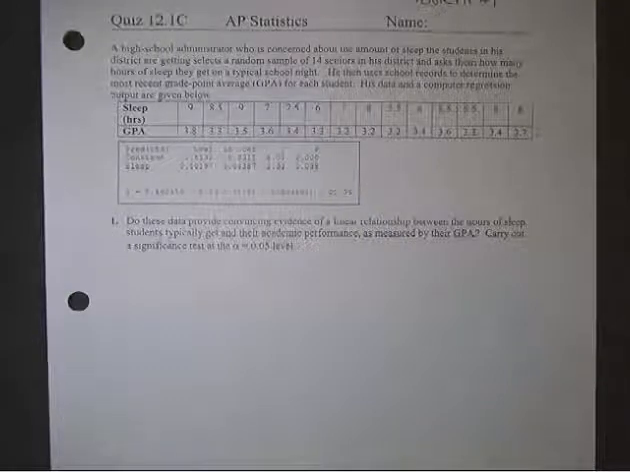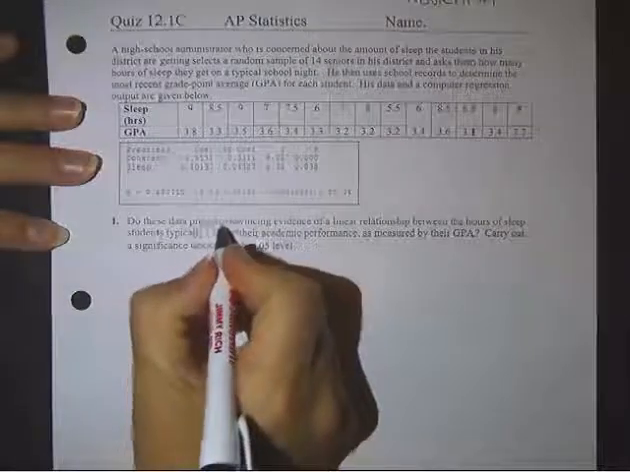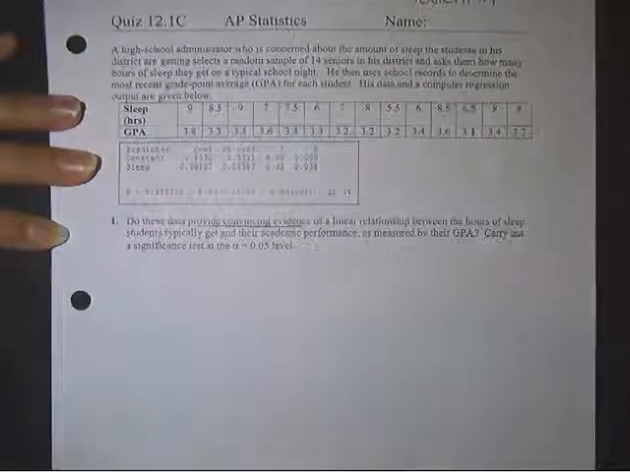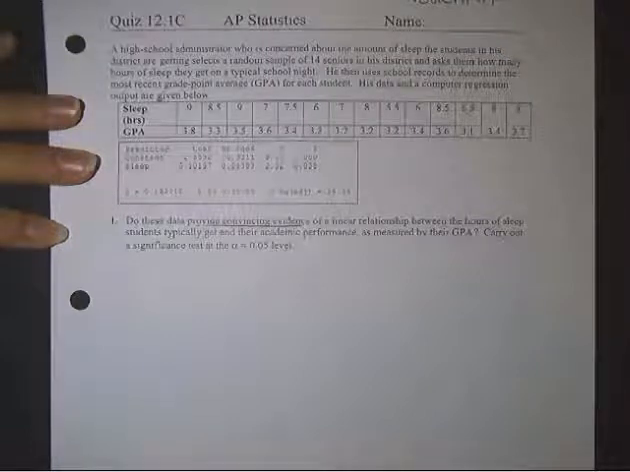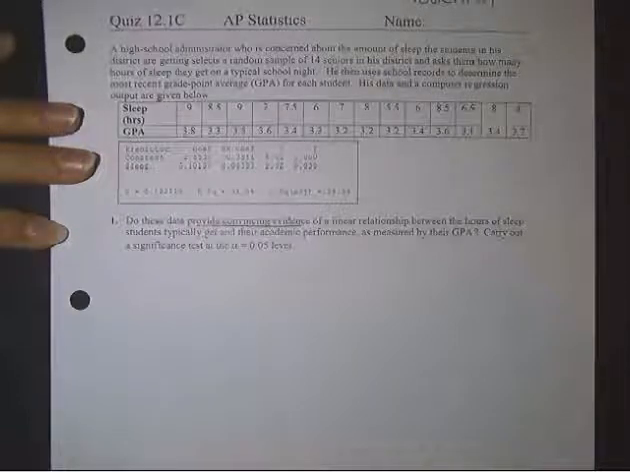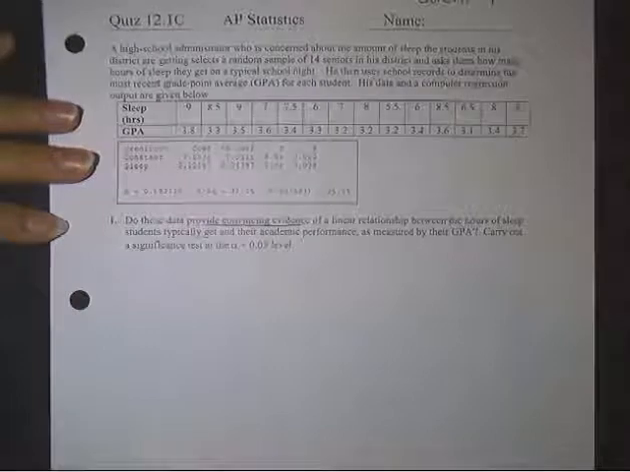Do these data provide convincing evidence, that usually means a test, of a linear relationship between the hours of sleep a student typically gets and their academic performance as measured by their GPA? Carry out a significance test at alpha equals 0.05 level.